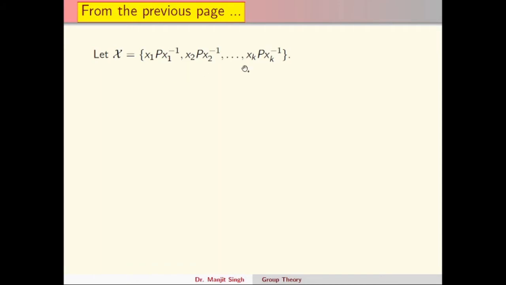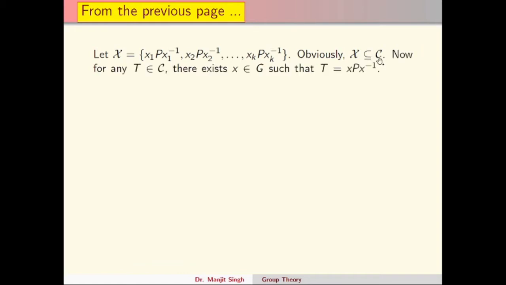Let X be the collection of all conjugates of P. Obviously X is a subset of C, because C contains all conjugates of P. Now we will show that C is also contained in X. For this we will take any arbitrary element of C and show it is in X. So take T belonging to C, any element. Since T is a conjugate subgroup of P, there exists x belonging to G such that T equals xPx inverse.